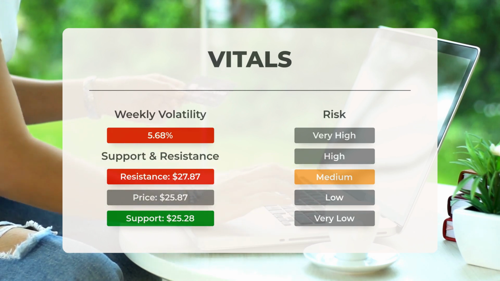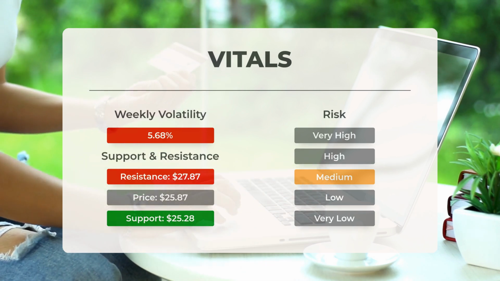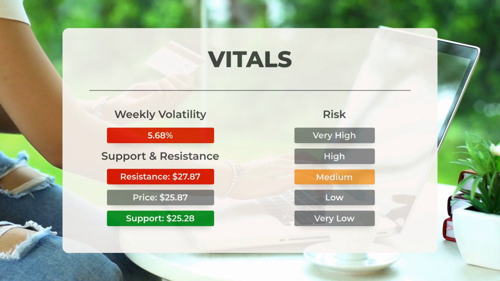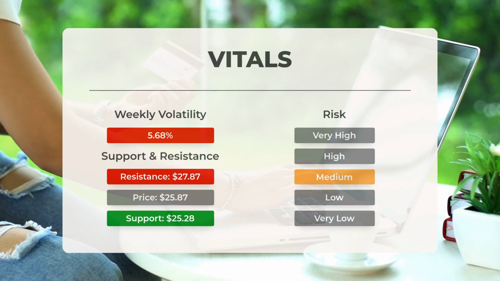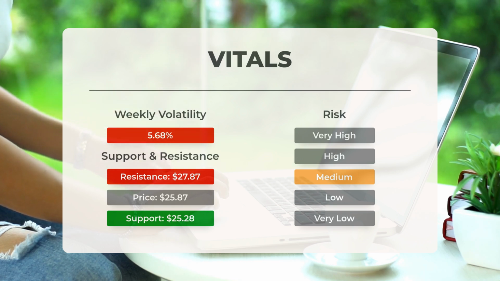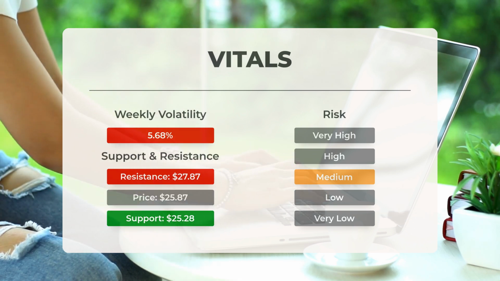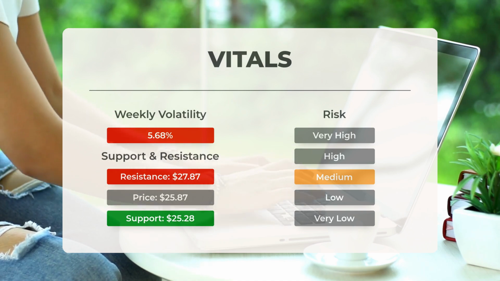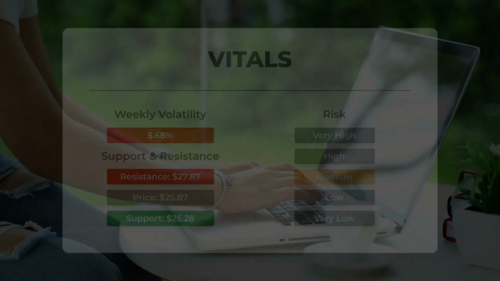This ETF experiences average movements throughout the day, and with strong trading volume, the risk is regarded as medium. Over the past day, the ETF fluctuated $2.09 between its high and low, amounting to an 8.75% change. In the last week, the ETF has shown an average daily volatility of 5.68%.